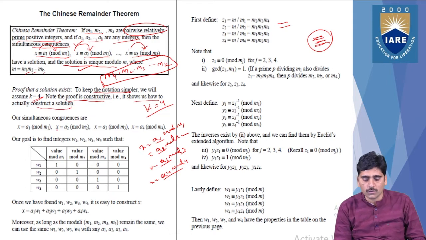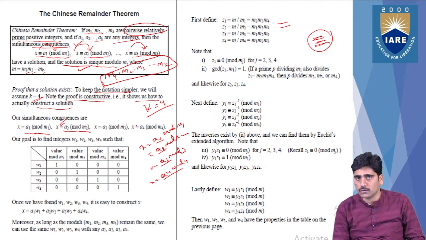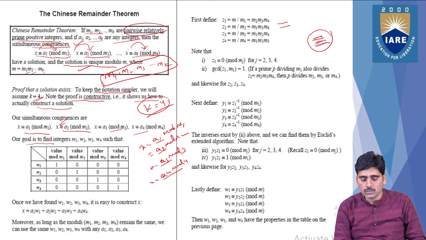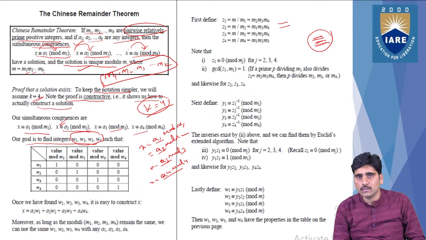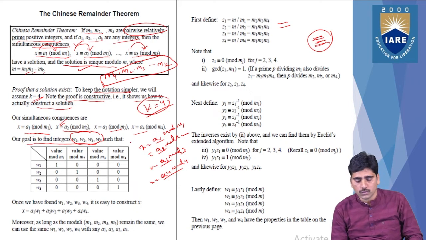So our simultaneous congruences are: x congruent to A1 mod M1, x congruent to A2 mod M2. This is not equals, this is congruence; if you are not able to pronounce it, you can simply call it equals. x congruent to A3 mod M3, x congruent to A4 mod M4, because we are taking k equals 4. Now our goal is to find integers w1, w2, w3, w4. We need to find the solution for these integers.